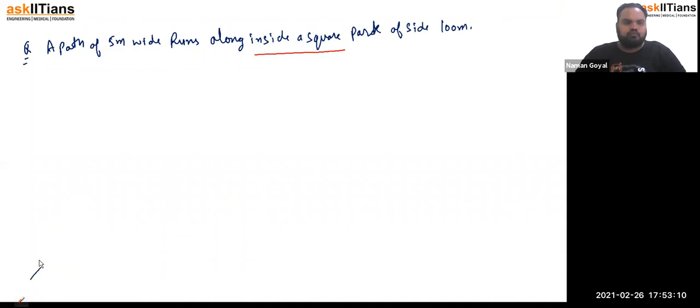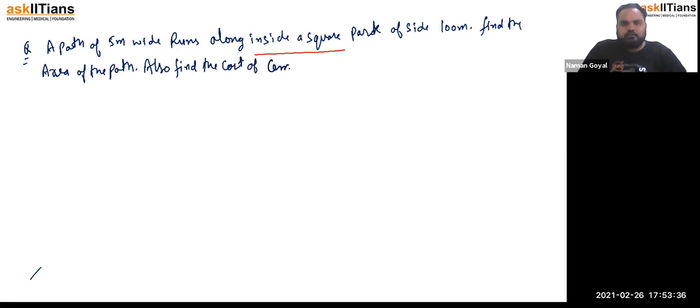Okay, let me change the color. Yes. Okay, now find the area of the path, and also find the cost of cementing it at the rate of rupees 250 per 10 meter square. For what? Per 10 meter square.